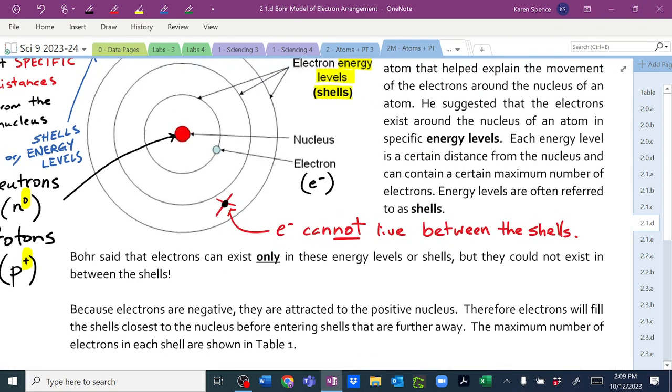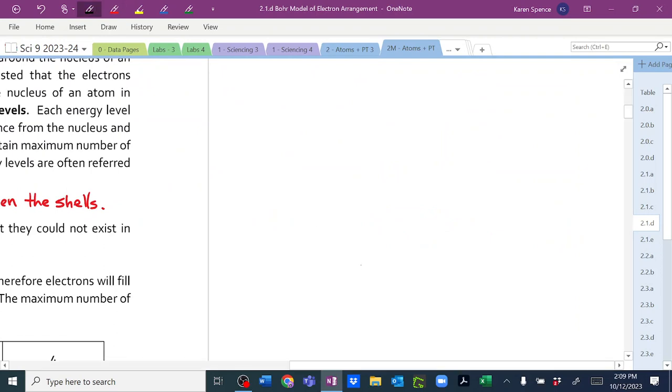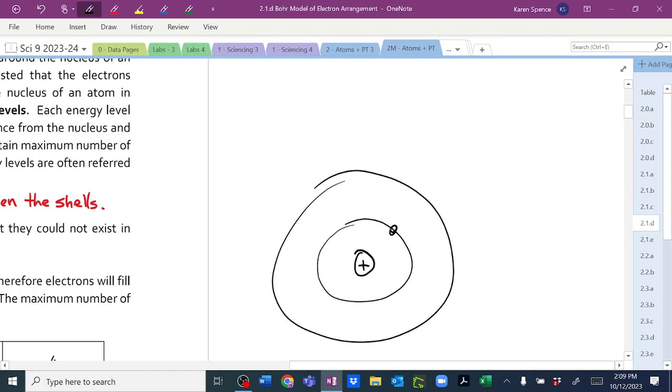So electrons are negative, and the nucleus is positive. So if I had my nucleus here, and I had an electron, and it had a choice between being on shell number 1 or being on shell number 2, in location A or location B, where would the electron prefer to be, and why?